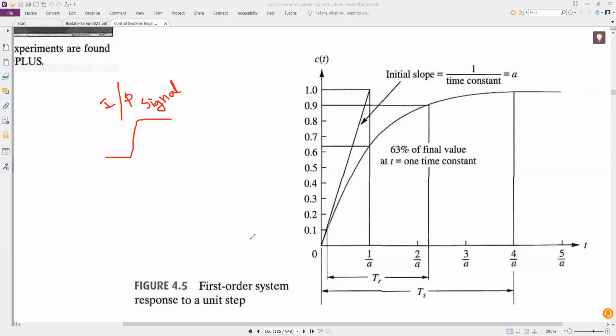So first order system response, 0.63 here, come here. 0.63 means 1 over a. And 0.9, that is the response time. Ts means the settling time. That is the time constant. 1 over a is the time constant. Okay. So see, initial slope is time constant. It is 1 over a.